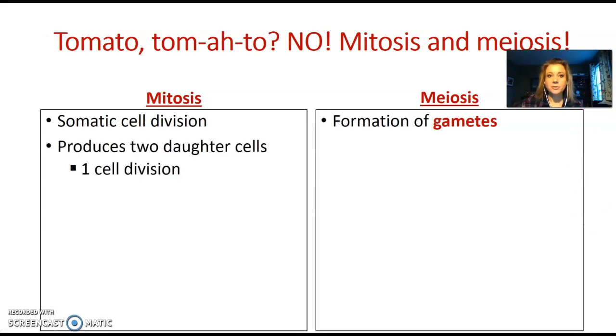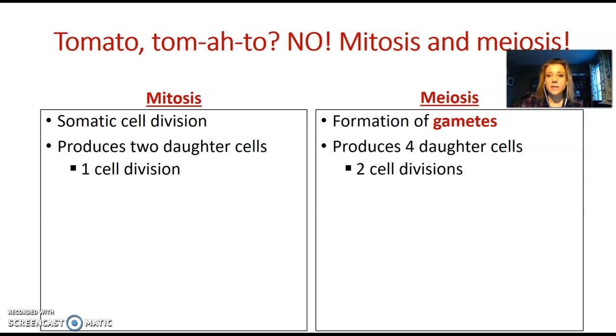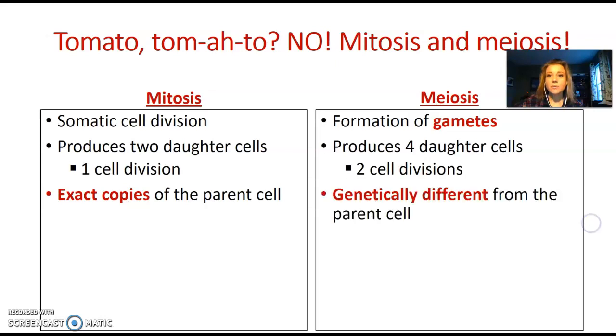Mitosis is going to produce only two daughter cells. There's only one cell division that occurs, whereas meiosis produces four daughter cells as a result of two cellular divisions. Mitosis is going to produce two daughter cells that are exact genetic copies of the parent cells, whereas in meiosis you have some genetic variation happening because of something called crossing over that occurs before the first cellular division.